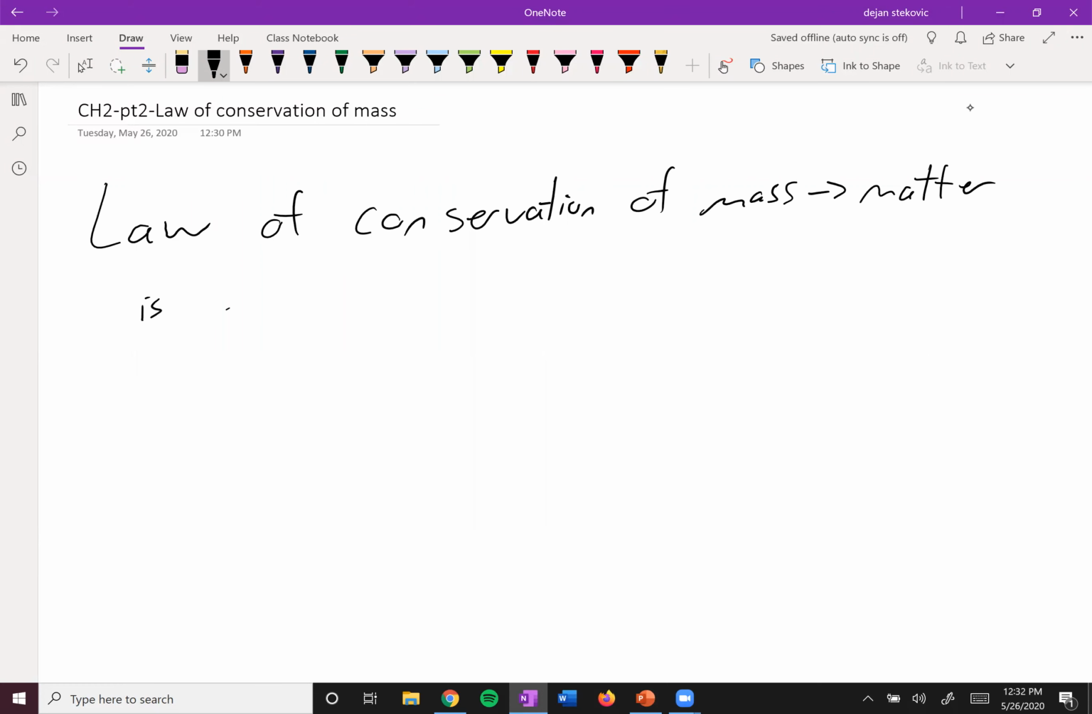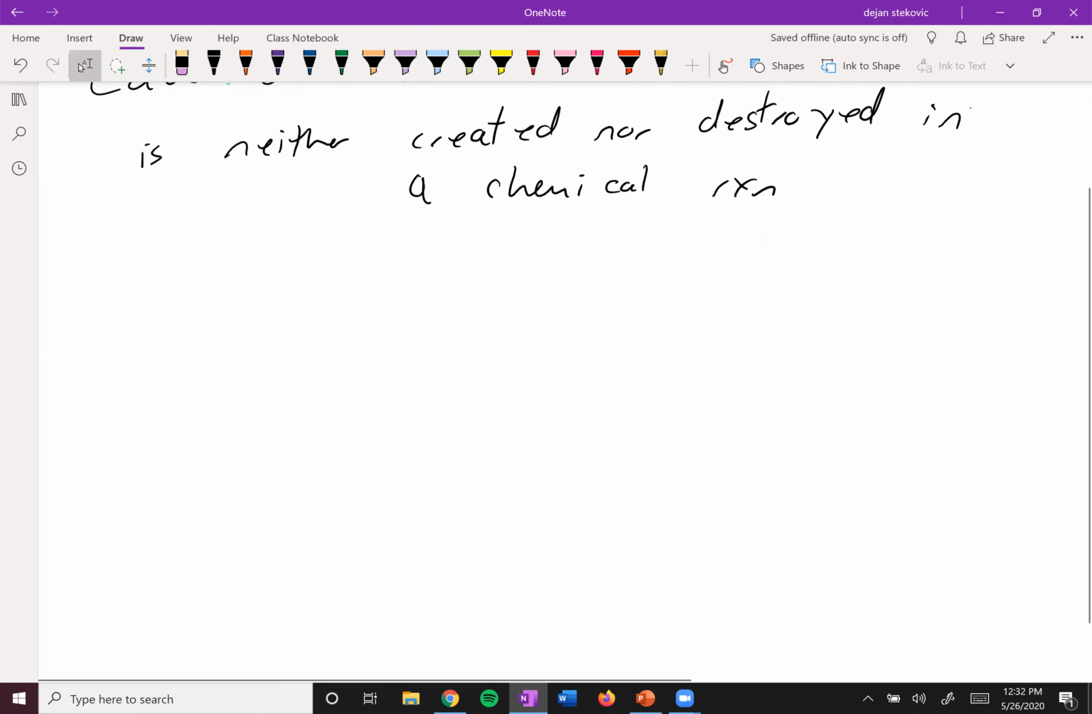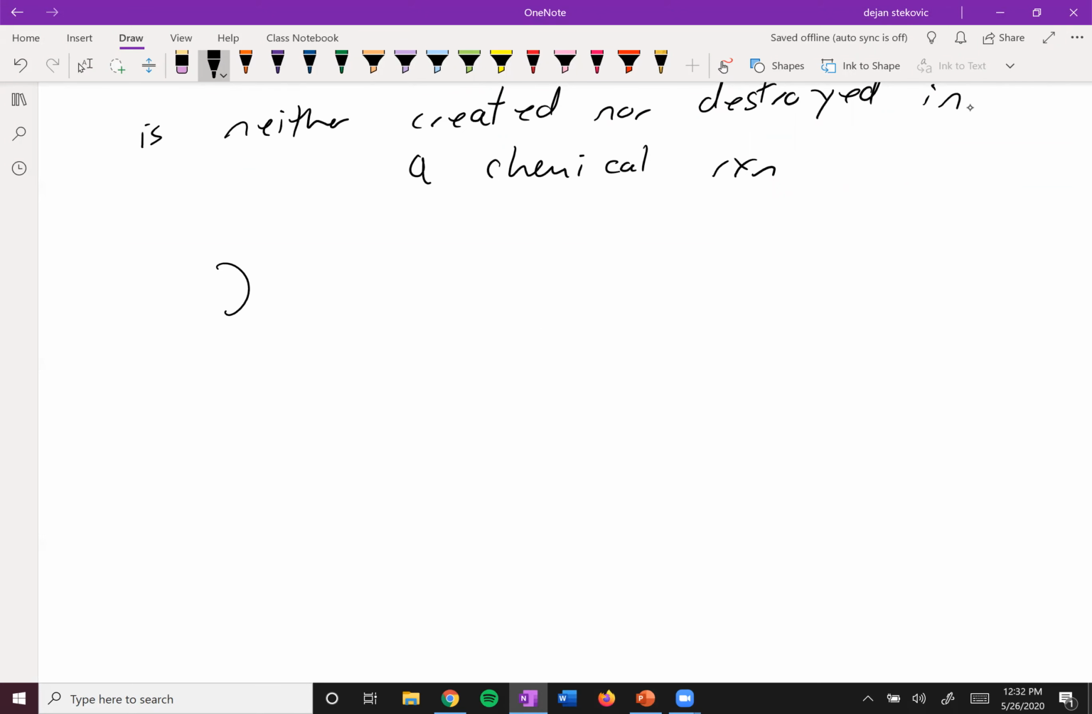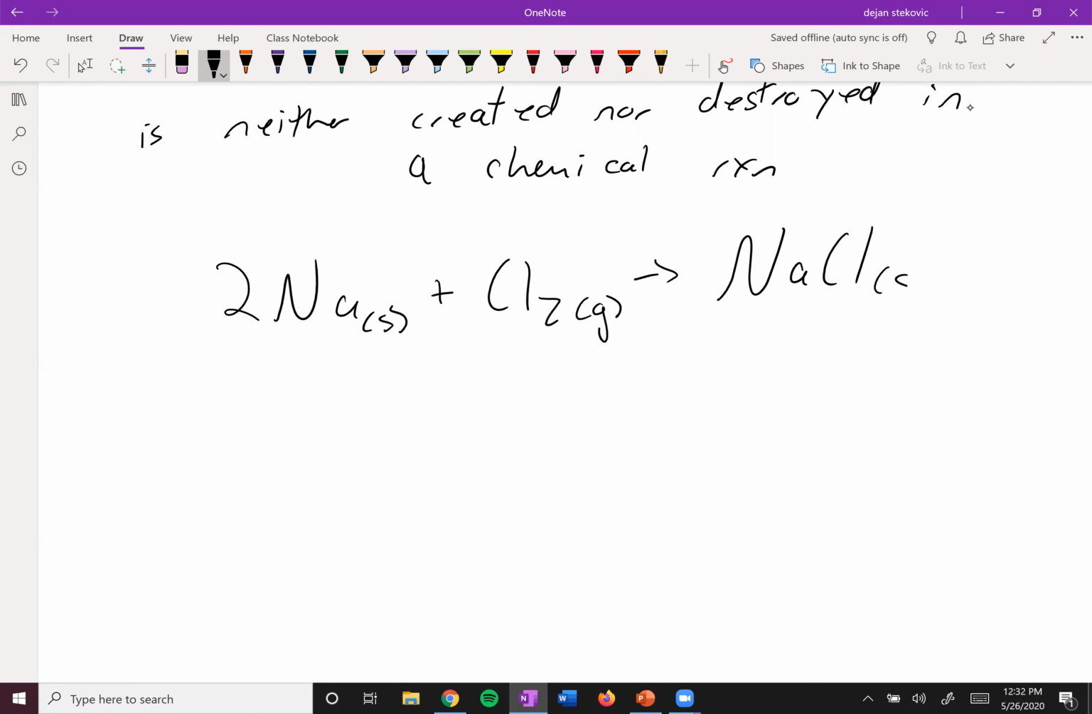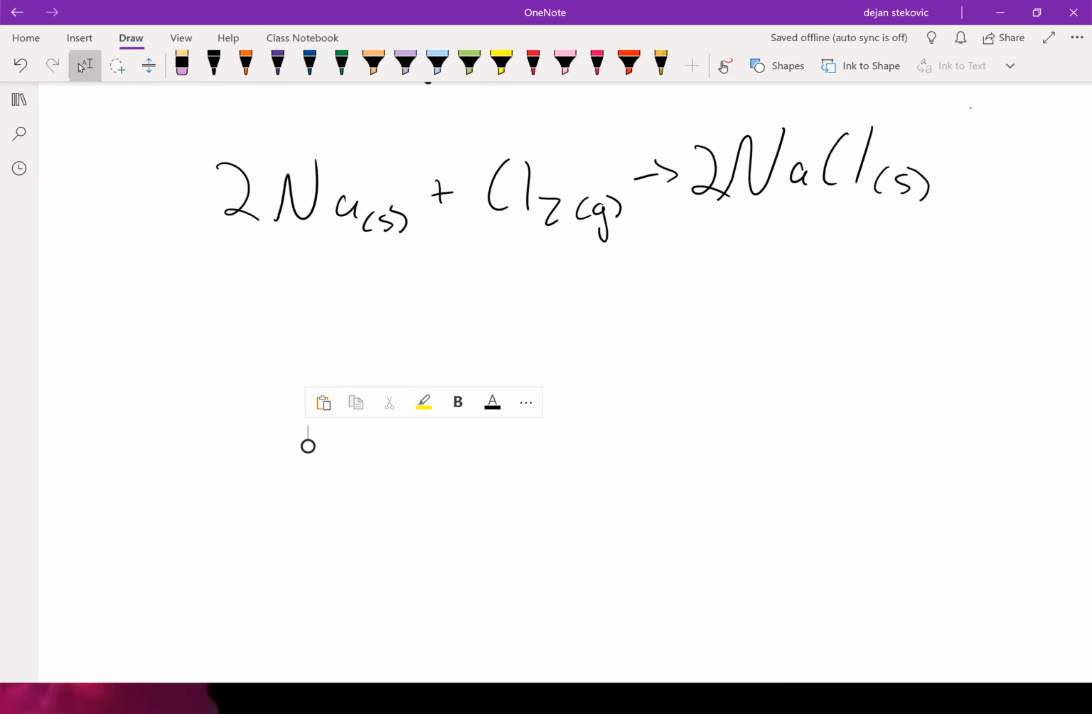Matter is neither created nor destroyed in a chemical reaction. So for example, you can combine some sodium atoms with some chlorine atoms to form some sodium chloride, some table salt. And this stuff needs to be conserved.